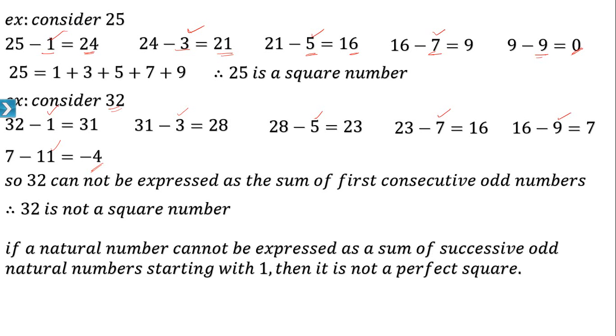Remember, if a natural number cannot be expressed as the sum of successive odd natural numbers starting with 1, then it is not a perfect square.